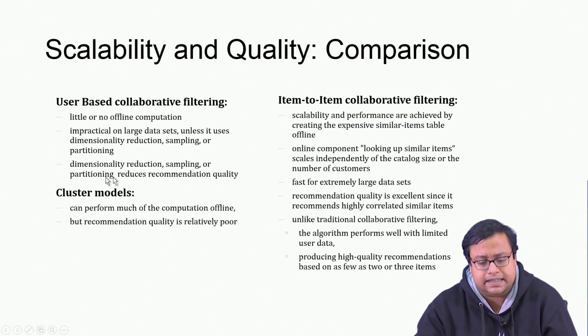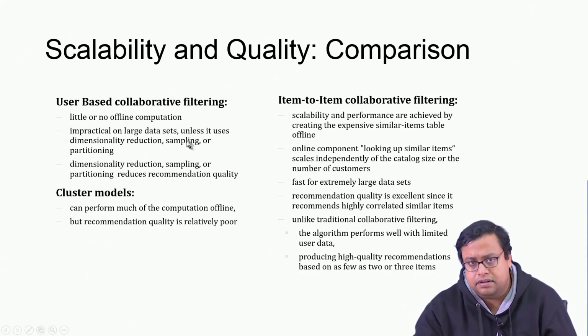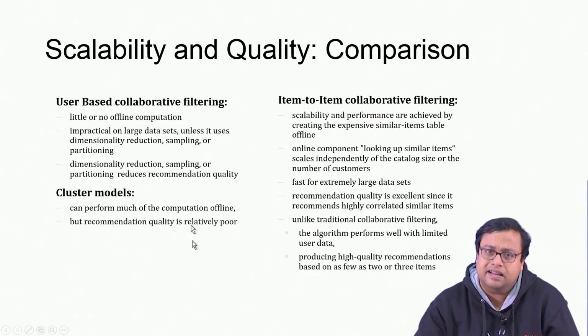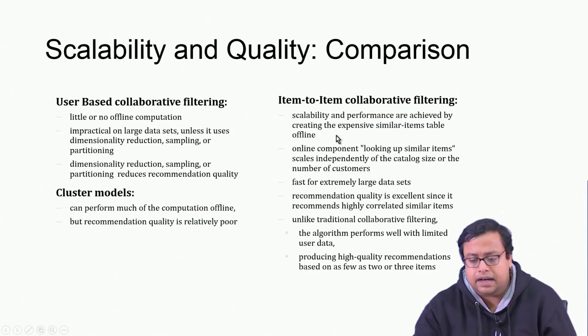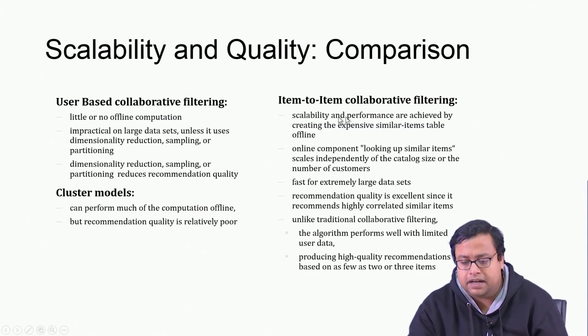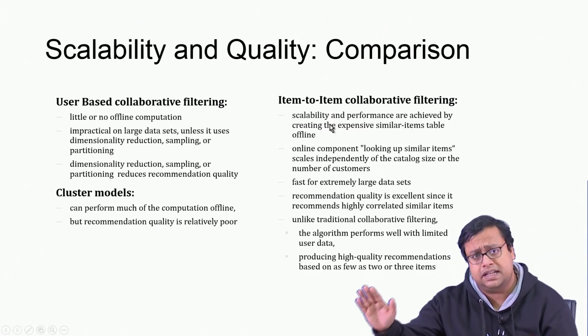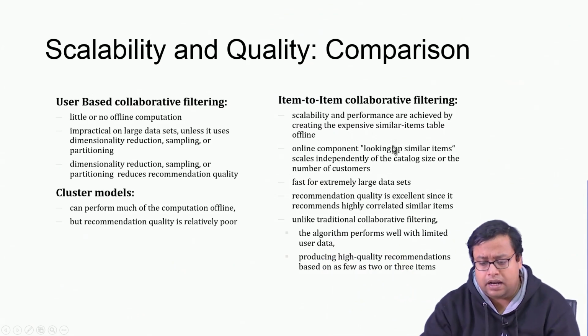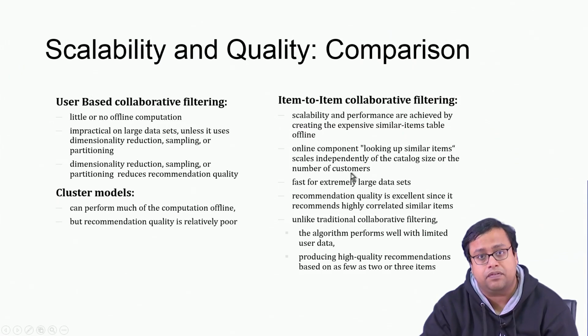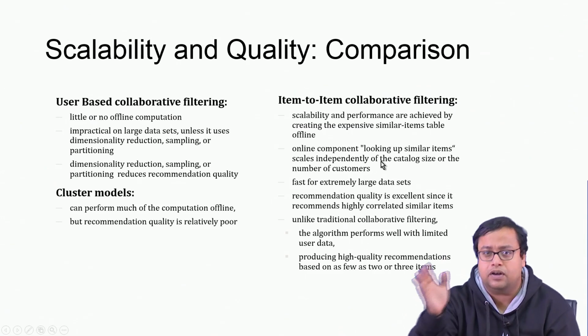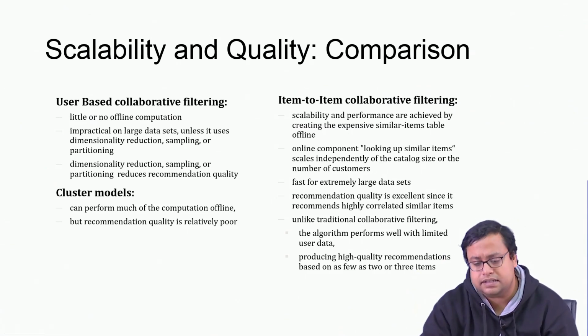So, in these two cases it works well, but the moment it takes time, and you try to reduce the time taken, the quality gets reduced, and in general quality is low. On the other hand, in item to item collaborative filtering, scalability and performance are achieved by creating the expensive similar item table offline. So, batch processing is done beforehand. An online component looking up similar items scales independently of the number of customers. So, it does not depend on the number of customers, it only depends on the catalog size.